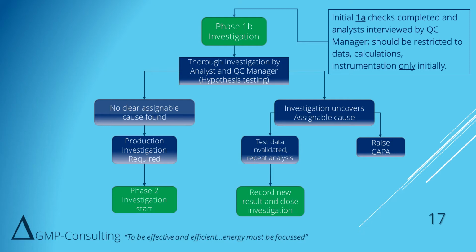If the investigation uncovers an assignable cause in the lab, then they can invalidate the test data, repeat the analysis and record a new result and close out the investigation. And they would also have to raise a CAPA to prevent whatever happening again.